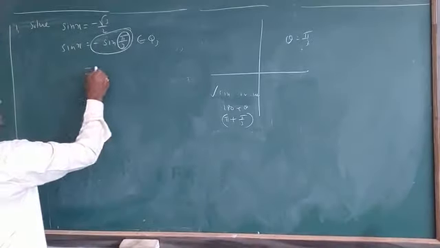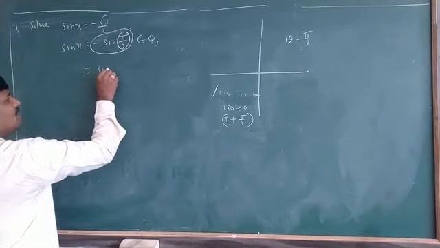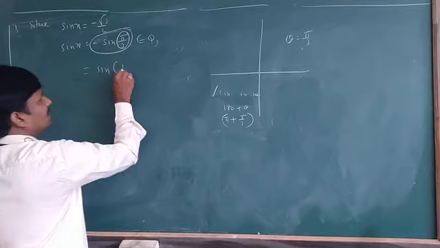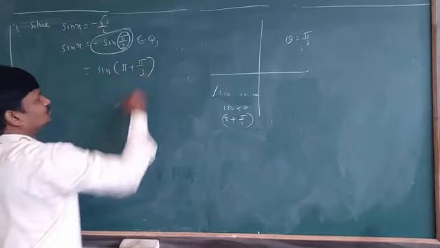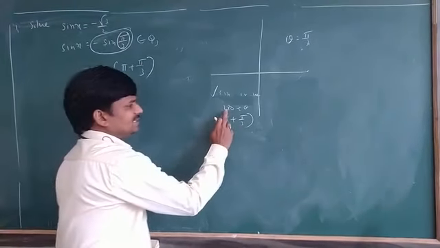So this is how I am writing here: minus sin pi by 3. I am writing it like this: sin of pi plus pi by 3. Can I write like this? 180 plus theta.